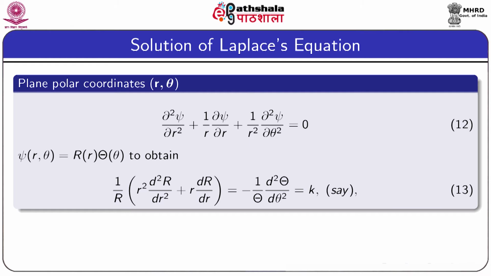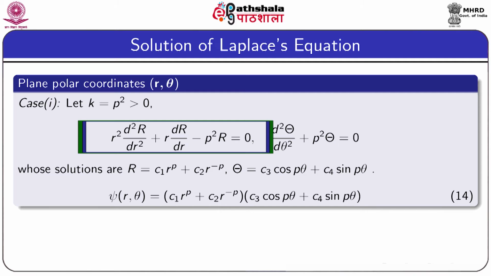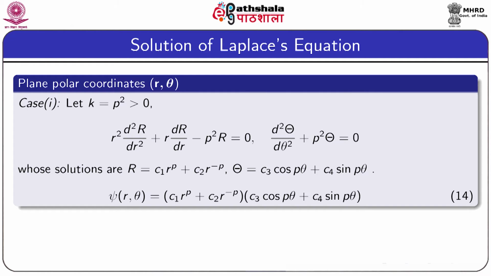Now, let k be the separation constant. So, the equation for capital R becomes r squared d2R/dr squared plus r dR/dr minus p square R equals to 0. If you see this equation, this is an ordinary differential equation and it is given in Cauchy-Euler form.